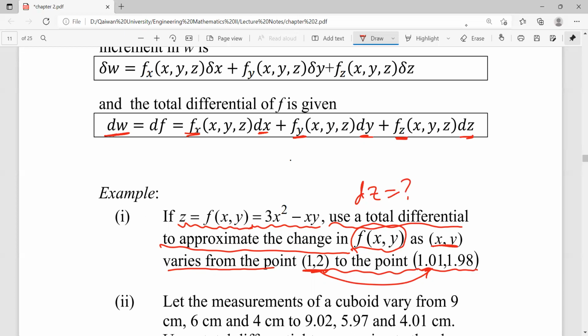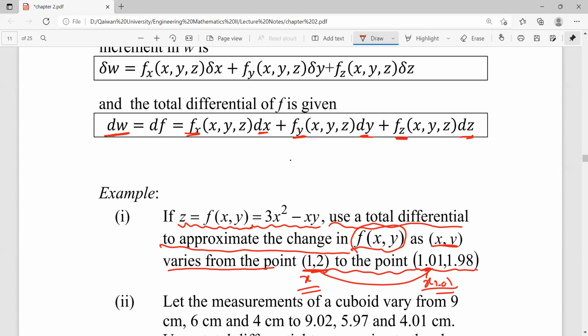So here we are going to find the change in x and change in y by using these two points. Here x is 1, and here x becomes 1.01. How to find dx? It is 1.01 minus 1, which is 0.01. This is dx. And dy equals 1.98 minus 2, which is minus 0.02. I'm going to write it down again, but here it's just to explain how to find dx and dy. These are dx and dy.